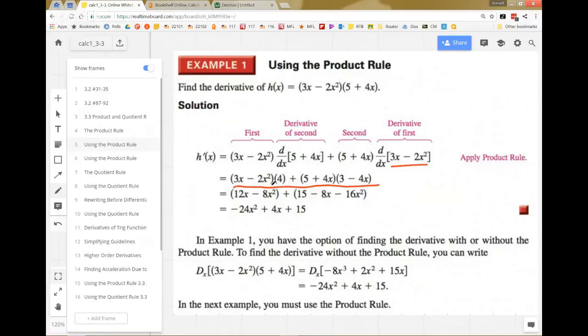4 times 3x is 12x. 4 times negative 2x squared is negative 8x squared. And then you've got to do this FOIL here. 5 times 3 is 15. 5 times negative 4x is negative 20x. And 4x times 3 is 12x. A negative 20x plus a positive 12x comes out to a negative 8x. And 4x times negative 4x is negative 16x squared. Now you're just adding, so add like terms. Derivative is complete.